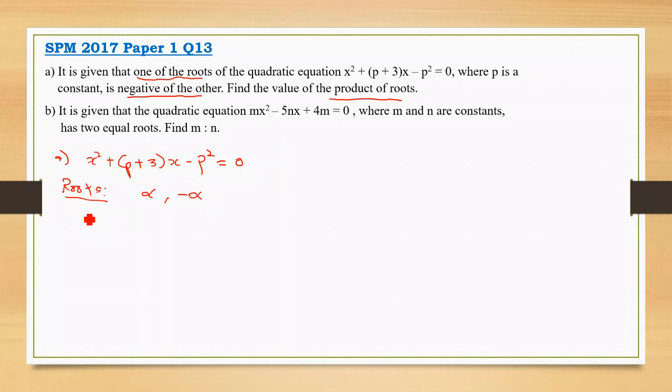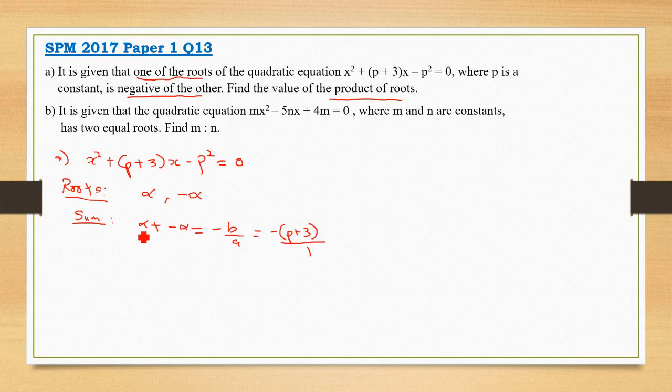So first of all, we find the sum, because there will be a link to the product. So what is the sum? Alpha plus negative alpha. Remember what the sum stands for? Negative B over A. Remember what your A, B, C are. Your A is 1, B is P plus 3, and your C is negative P squared. So negative B means negative P plus 3 over 1.